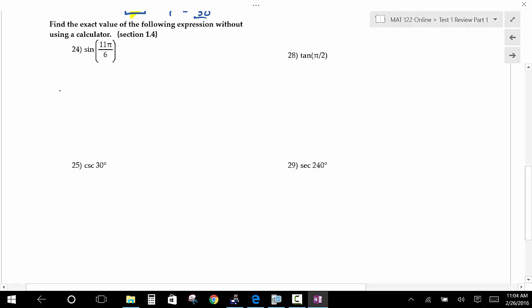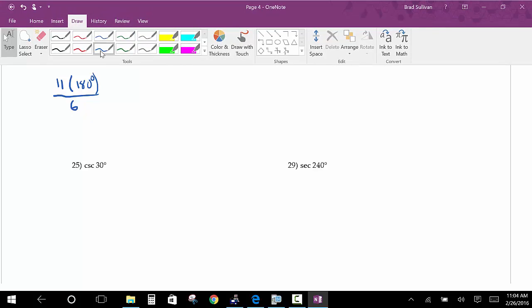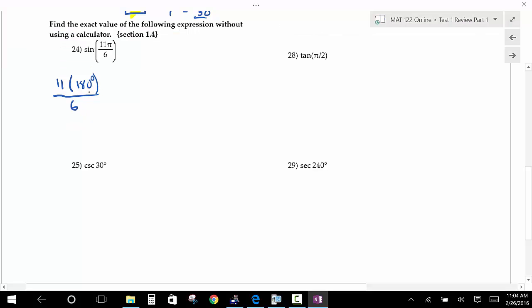So what I would suggest you do on this is go ahead and convert this to degrees so we know where we are. So we're going to take 11 times 180 over 6. Again, you don't need a calculator for this because of the reducing. That's another reason why I want you to do things with and without a calculator. So 180 over 6 is 30, and then 30 times 11 would be 330 degrees. You can work that out on the side of your paper if you want to.